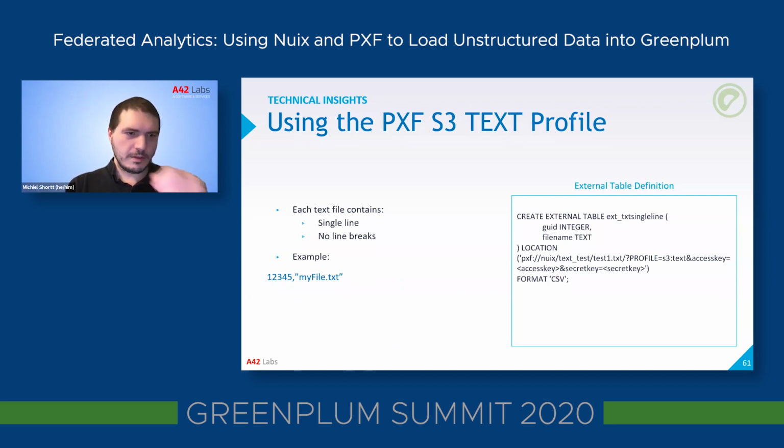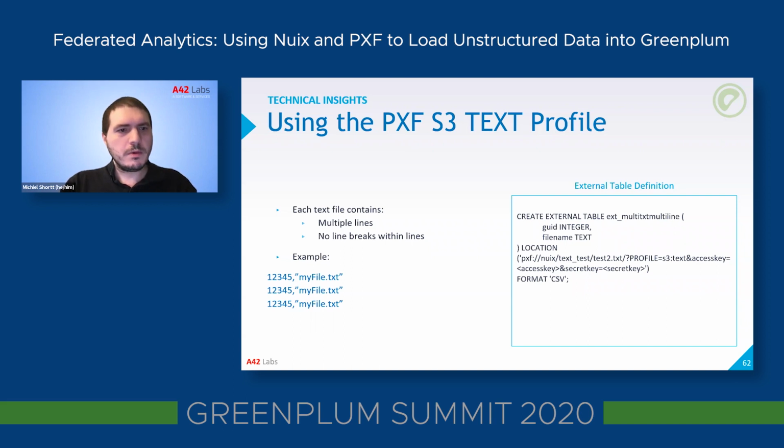Okay, and so here's an example of using the text profile. You see the data is a CSV file. Here we use the S3 text profile and the format CSV instead of the custom PXF writable format. But again, you're able to load it directly into Greenplum using PXF with this configuration. This works for CSV files or text files that have multiple records in, not just one. You don't need the identifier URL parameter for this one.